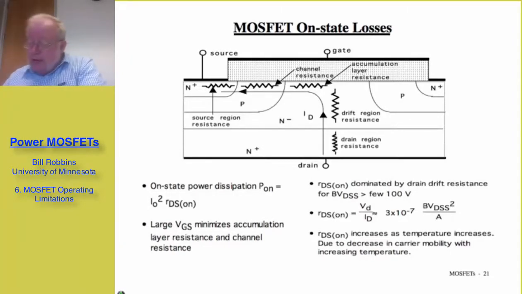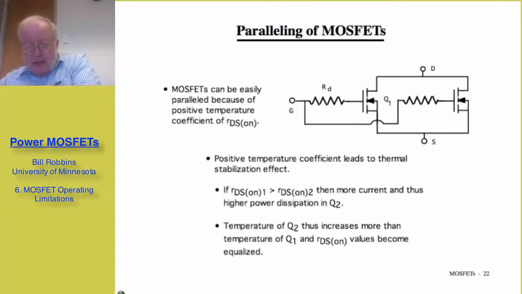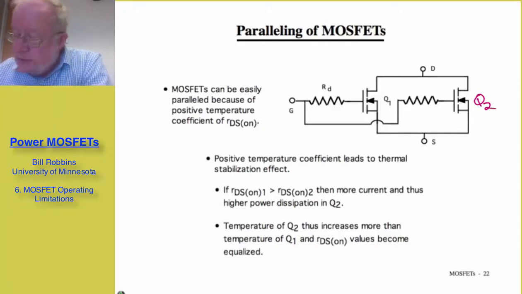It's possible to put high voltage MOSFETs in parallel and thus come up with a composite device or system that can carry significantly more current. And that's shown in the next slide. The reason that we're able to do this is because of the positive temperature coefficient of the on-state resistance. This gives us a thermal stabilization effect. For example, if the on-state resistance of Q1 is larger than the on-state resistance of Q2, which I'm just putting in a symbol for now, then more current, and thus there will be higher power dissipation in Q2.